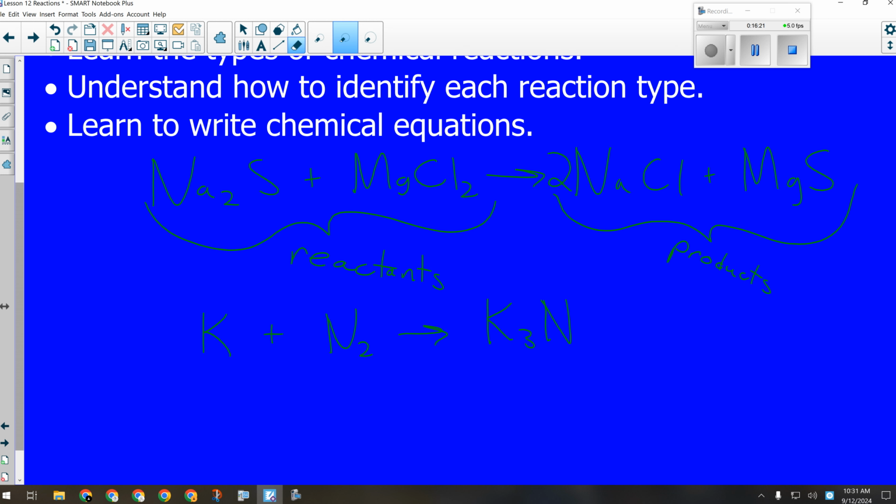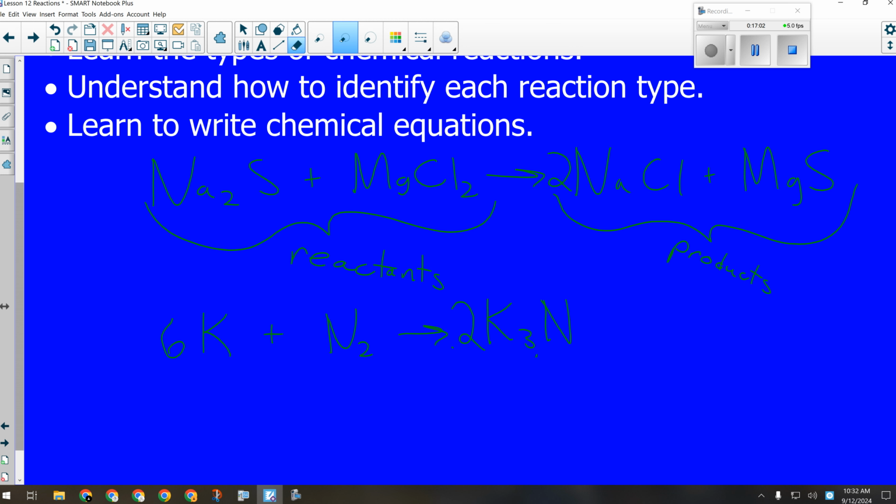Plus, I got 2 nitrogens in the reactants and only 1 in the products. So I should probably fix a couple of things. I'm gonna start with the nitrogen. If I put a 2 here, will that make my nitrogen work out? Yeah, and I can do that. I didn't change the compound, I just said I have 2 of them instead of 1. Now, when I do that, how many potassium do I have? 2 times 3 is 6. What do we need to put here? 6. Now I got 6 on both sides, 2 on both sides. Is the reaction balanced now?